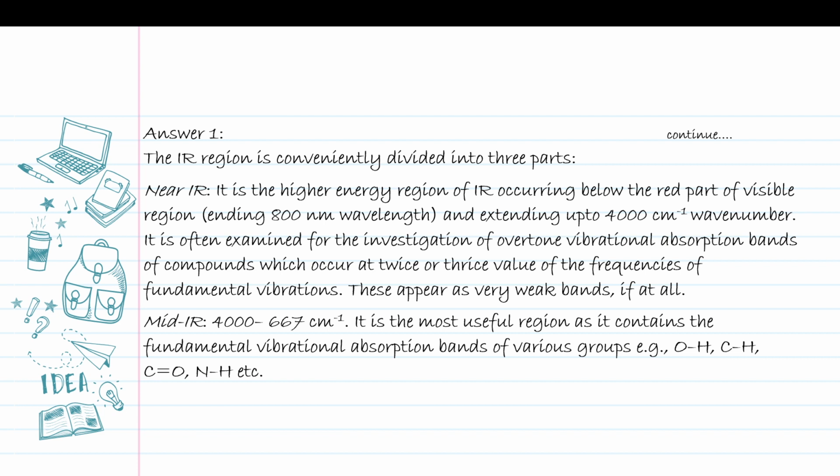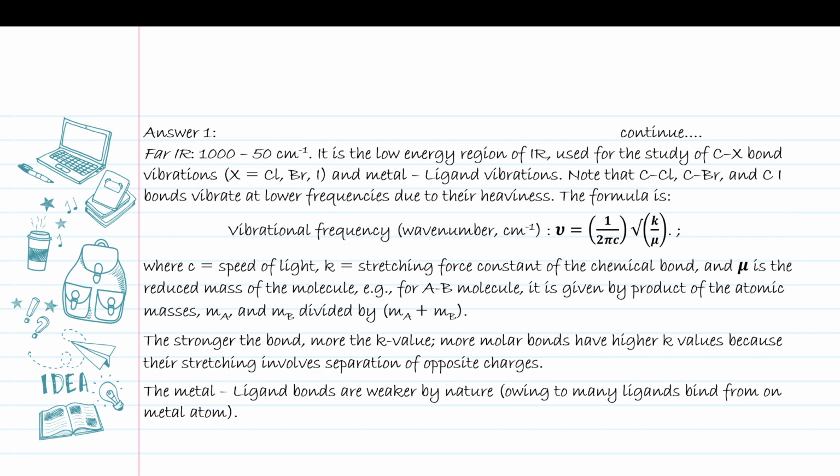Mid-IR region extends from 4,000 to 667 centimeter inverse. It is the most useful region as it contains the fundamental vibrational absorption bands of various groups like OH, CH, C double bond O, NH, etc. Then comes the far infrared region, which is from 1000 to 50 reciprocal centimeter, low energy region. And it is used for the examination of either carbon halogen bonds or metal ligand bonds. Because these bonds are weaker bonds, their vibrational frequencies are low, so they are often studied in the far IR region.